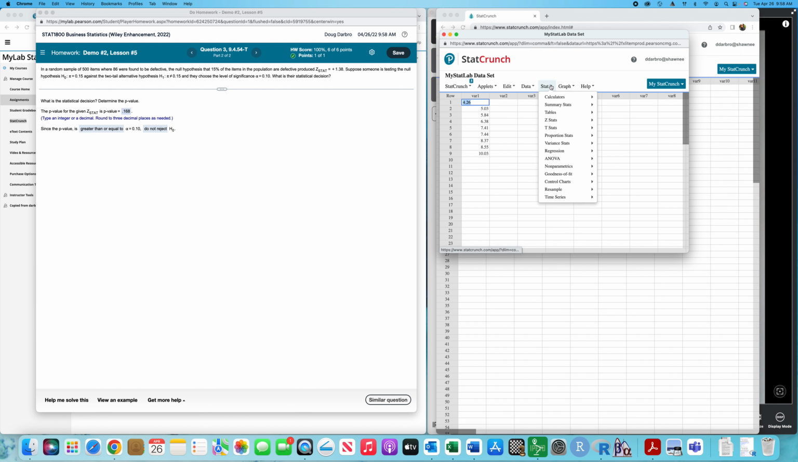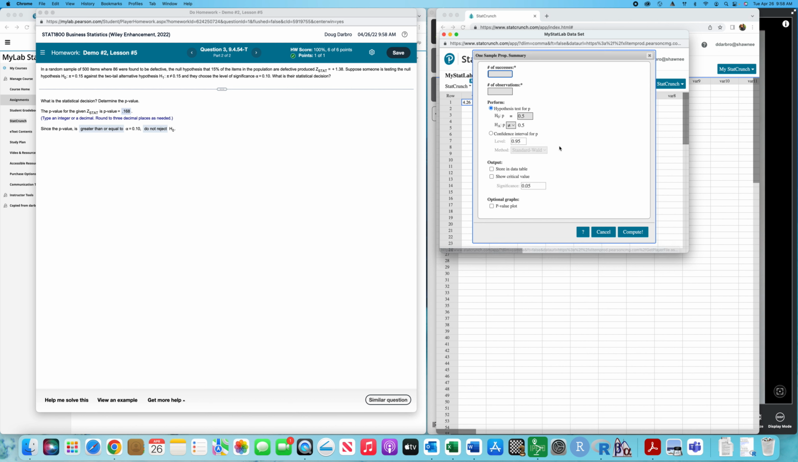So what I can do here is I can go to Stat, go to Proportion Stat, One Sample with Summary, and I can enter my information. So I have 86 as the successes, 500 as the total number of items, and it looks like we're testing 0.15 against 0.15.